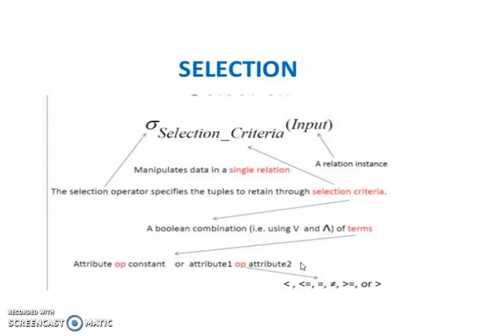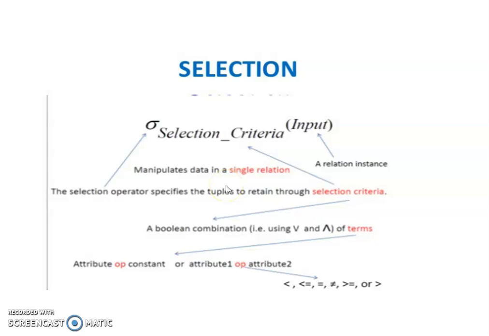This operation can be represented as follows: sigma of selection criteria with the help of input. In this, sigma stands for selection predicate, and R stands for relation. It means selection criteria or input stands for selection or relation. Here the selection criteria is P, which is a propositional logic formula.